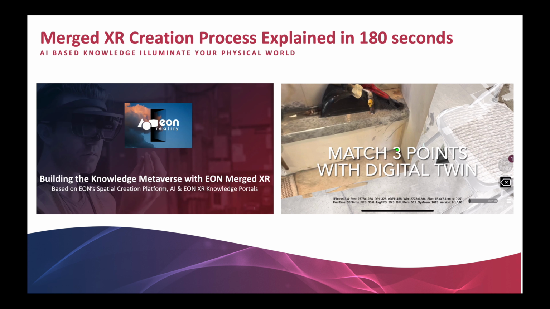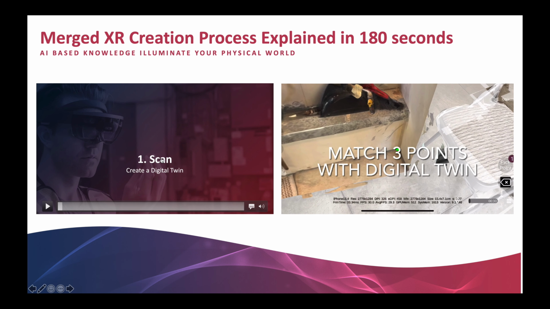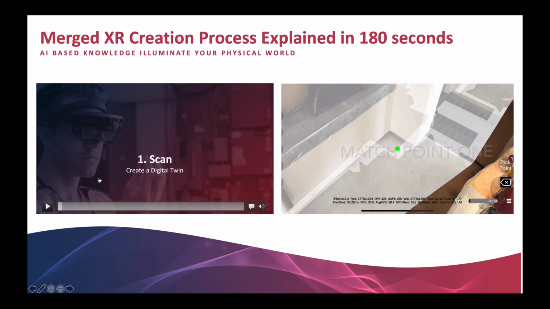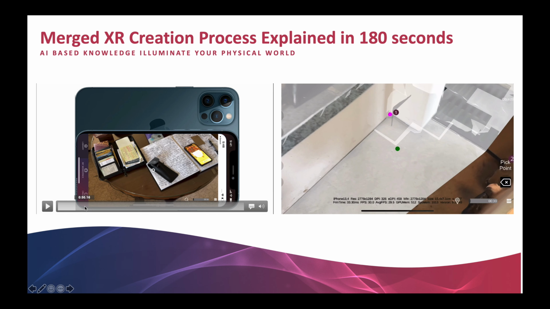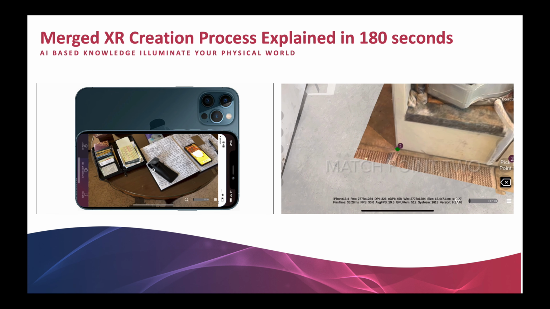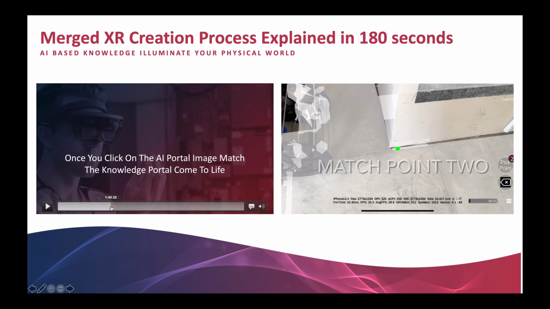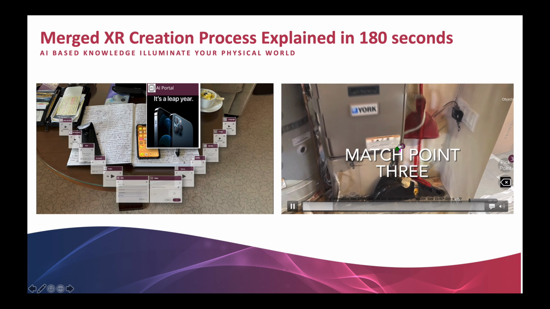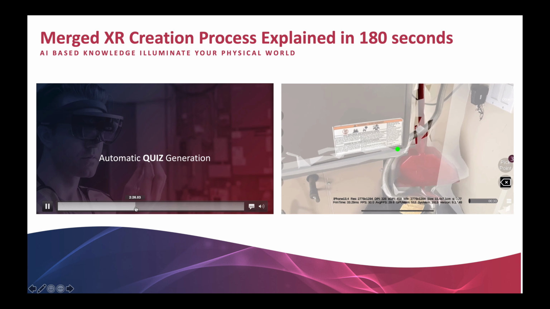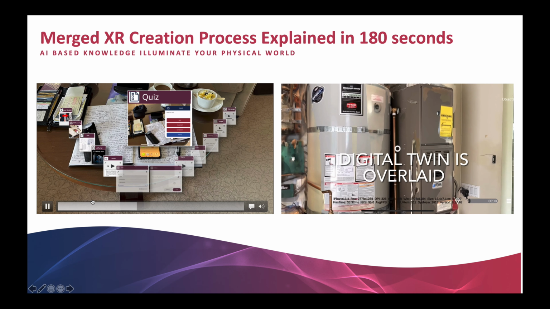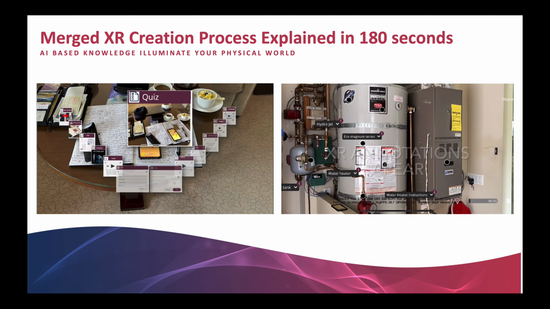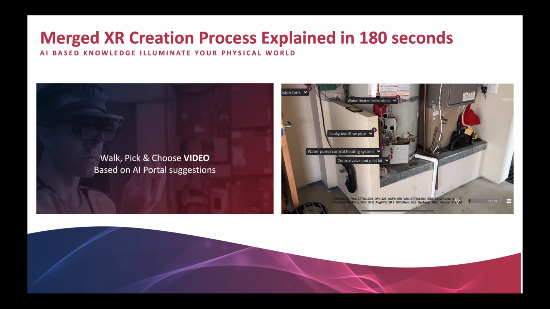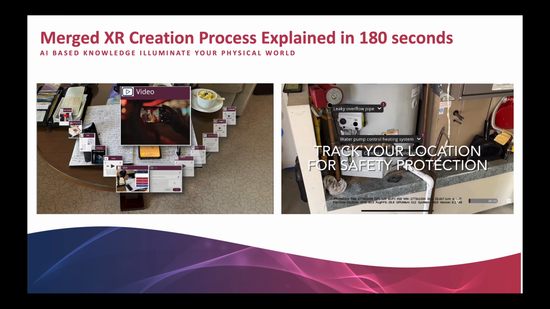So the idea is that the Merged XR creation process is a three-step process. So the first step is that you scan. The second step is that you actually take pictures that are then run through AI. And the third step is that you walk and talk, where you can have guided tours, etc. So this is something you can see. To the right here, what you're seeing is that you can then overlay your digital twin and match, so they perfectly superimpose between one or the other. So the digital twin becomes overlaid on the physical environment, and there you can see that all the annotations and everything I created comes to life.